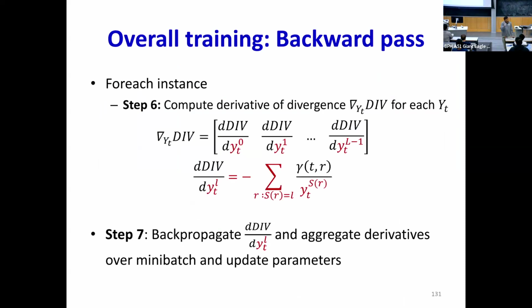And now you have the derivative of the divergence with respect to the set of probabilities computed by the network for all the symbols at each time. So basically, the gradient of the divergence with respect to the output of the network at each time. This can be propagated backwards to train the model.